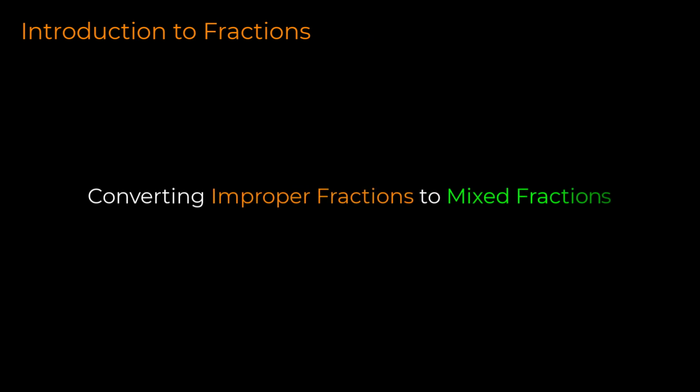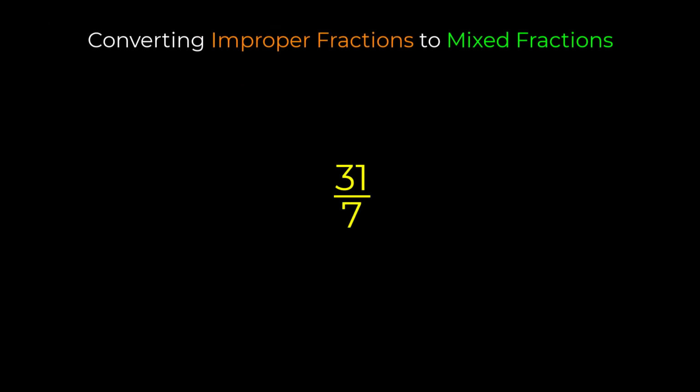One of the first skills we want to be able to do is to convert improper fractions to mixed fractions and vice versa. So let's try a couple. Let's convert the improper fraction 31/7 to a mixed fraction. Please try to keep the big picture here.